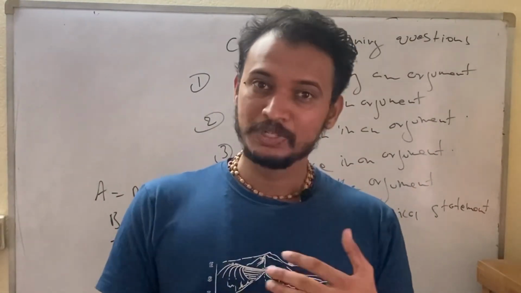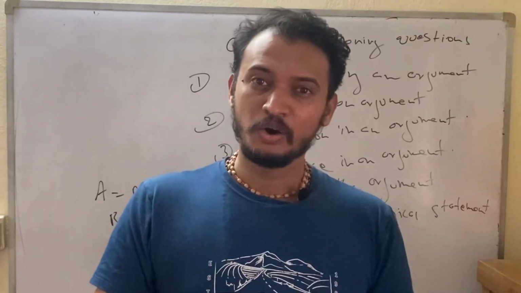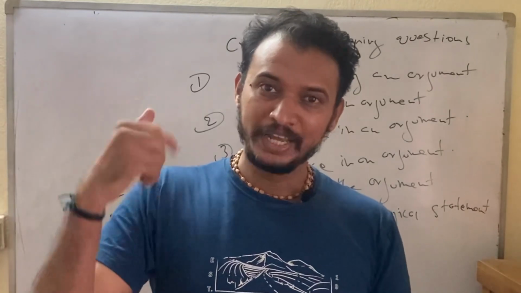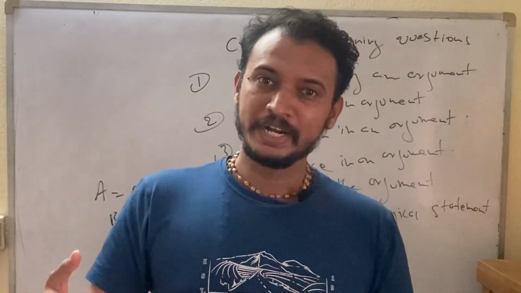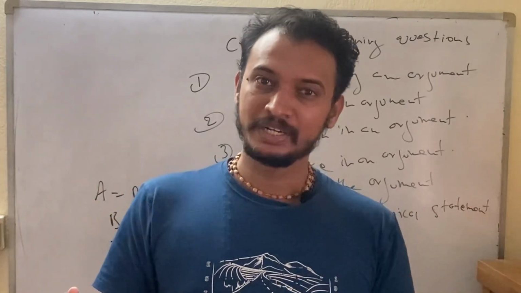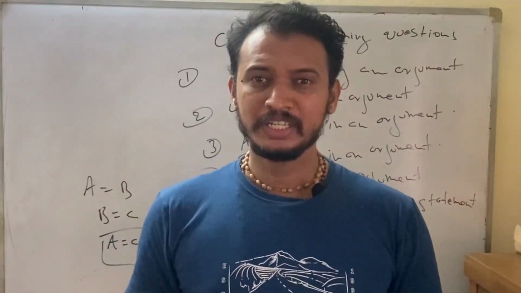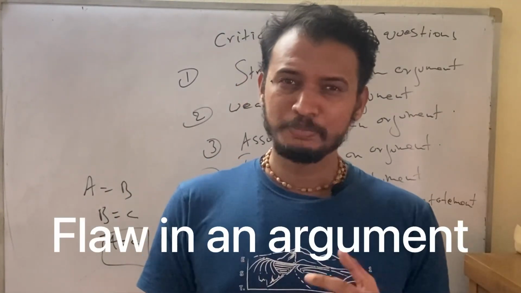Remember this. For inference, you're not considering anything external or outside of the argument. Whatever they have said, you take that one, you take the other statement, and from those two you extrapolate or deduce. That is called finding the inference in an argument. The next type of question is finding a flaw in an argument. Flaw means you're making a mistake.